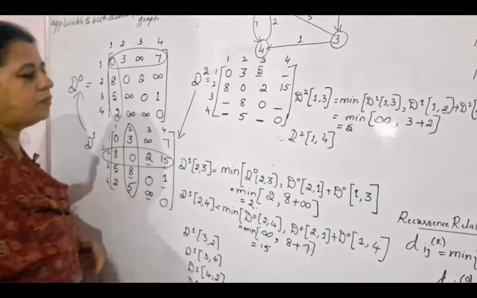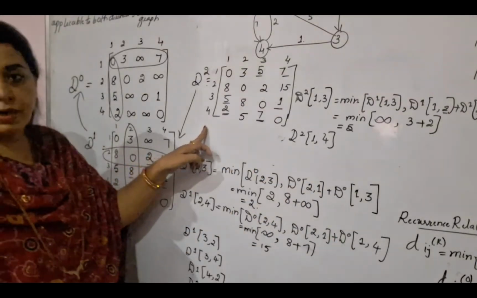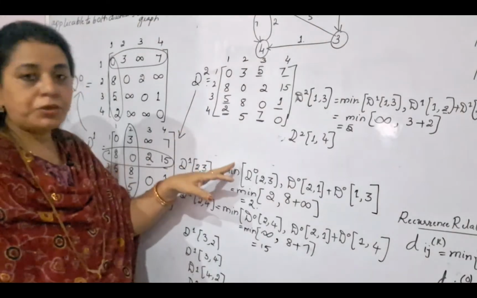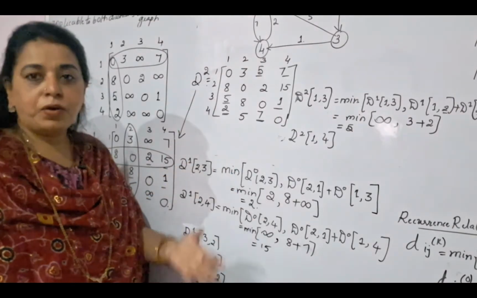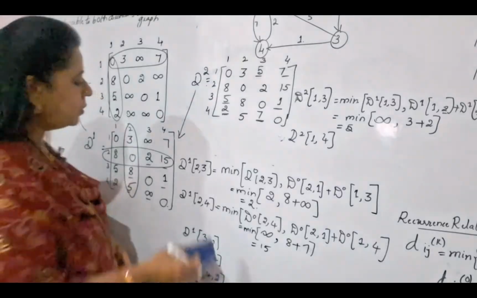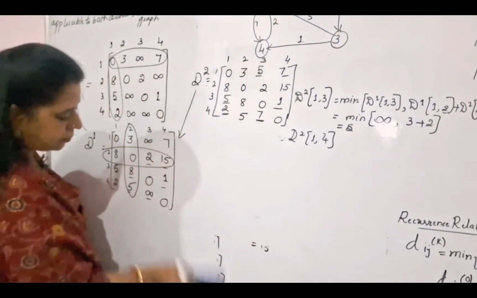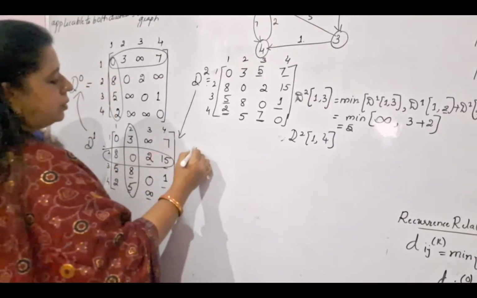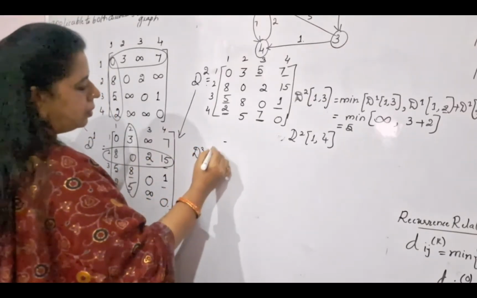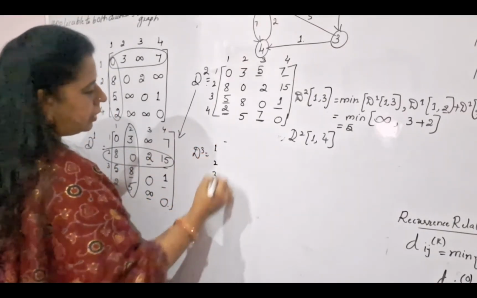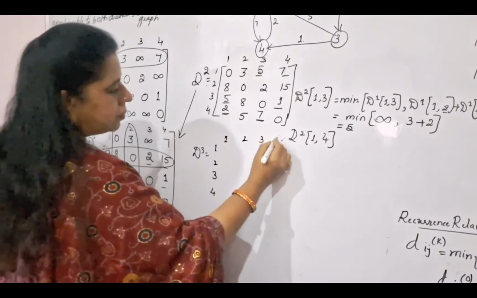I'll write directly here for D2 now. This way you have constructed D2. Now I shall show you how to construct D3 and D4. Two more matrices are remaining. So let me erase this. So D3, 1, 2, 3, 4, 1, 2, 3, 4.